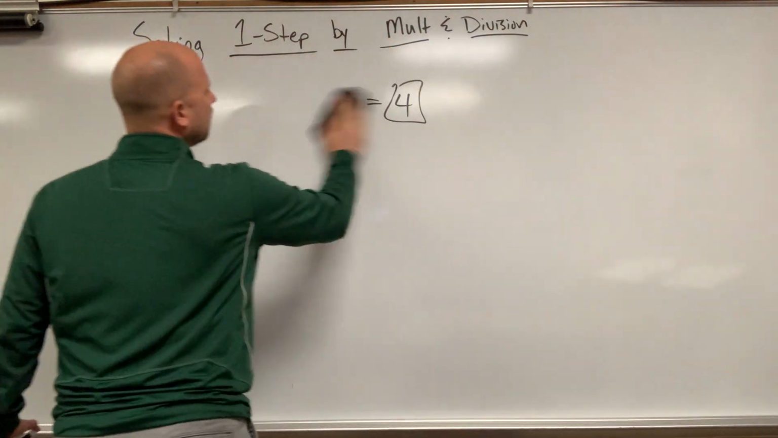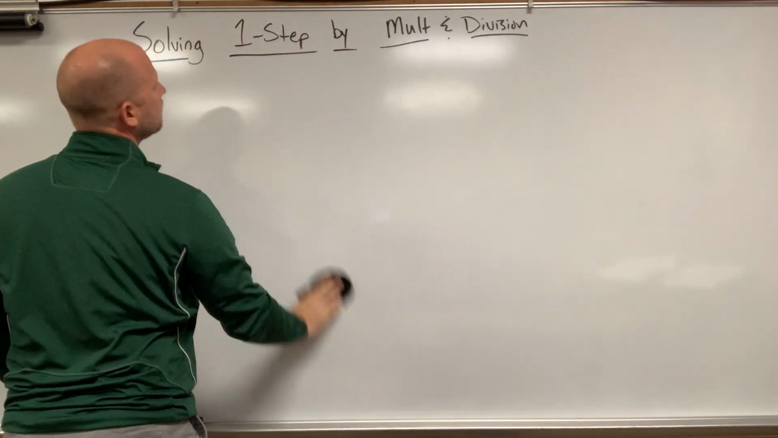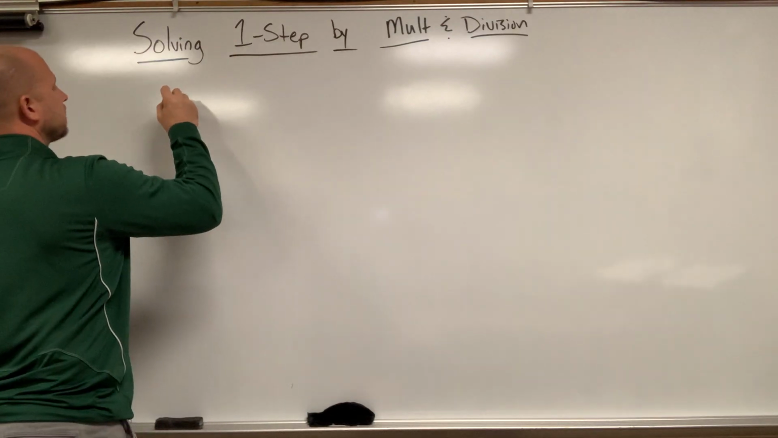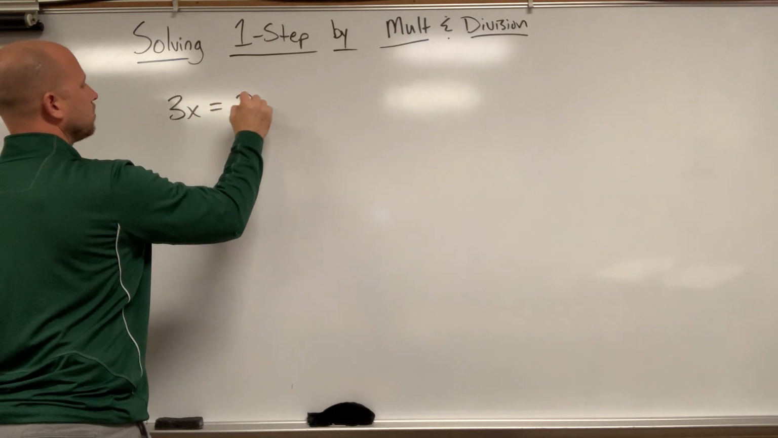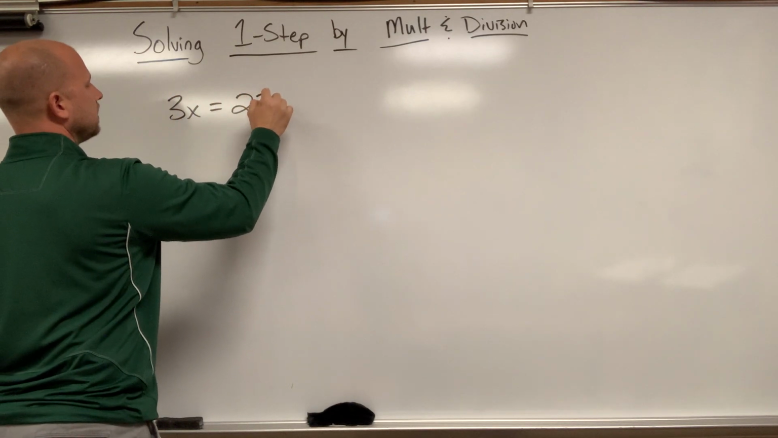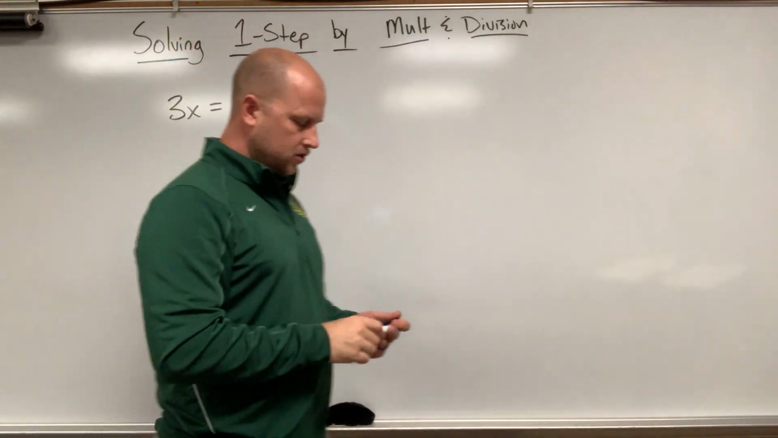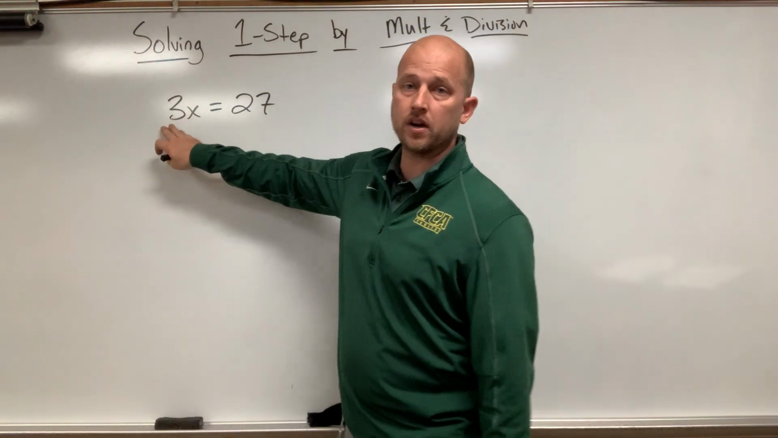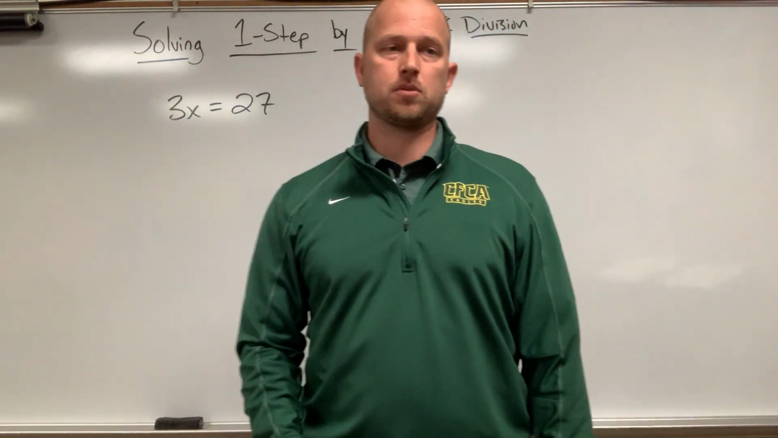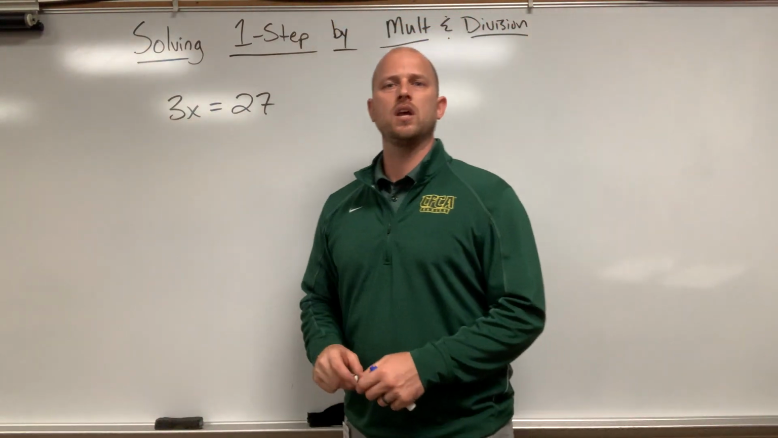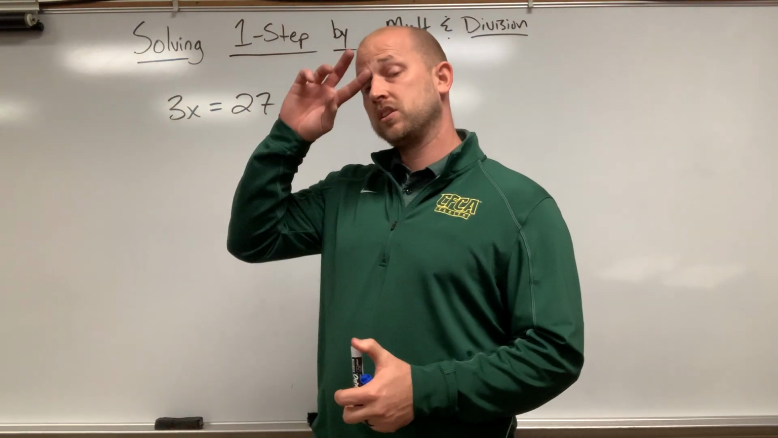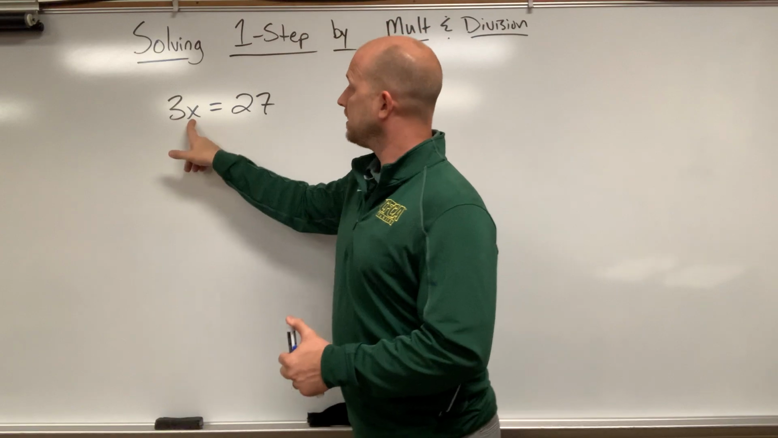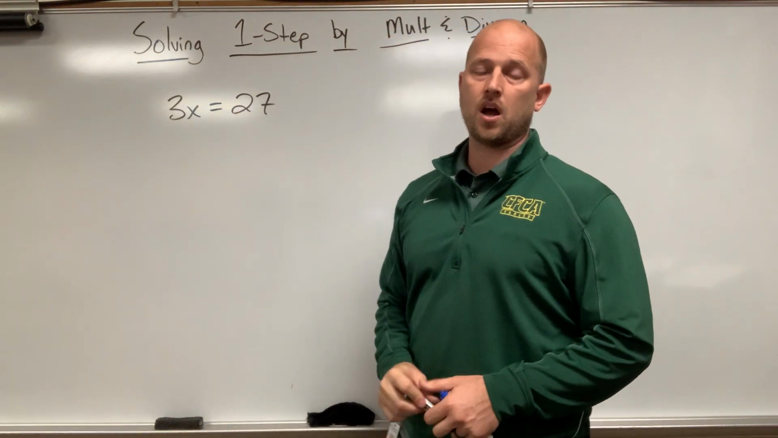All right. Let's go right into a problem. So let's go with 3x equals 27. Okay. So again, x is a variable. Let's talk about some terms here. 3 is our coefficient. We talked about this earlier when we talked about simplifying algebraic expressions. These are different terms. 3 is the coefficient, x is the variable, and 27 is a constant.